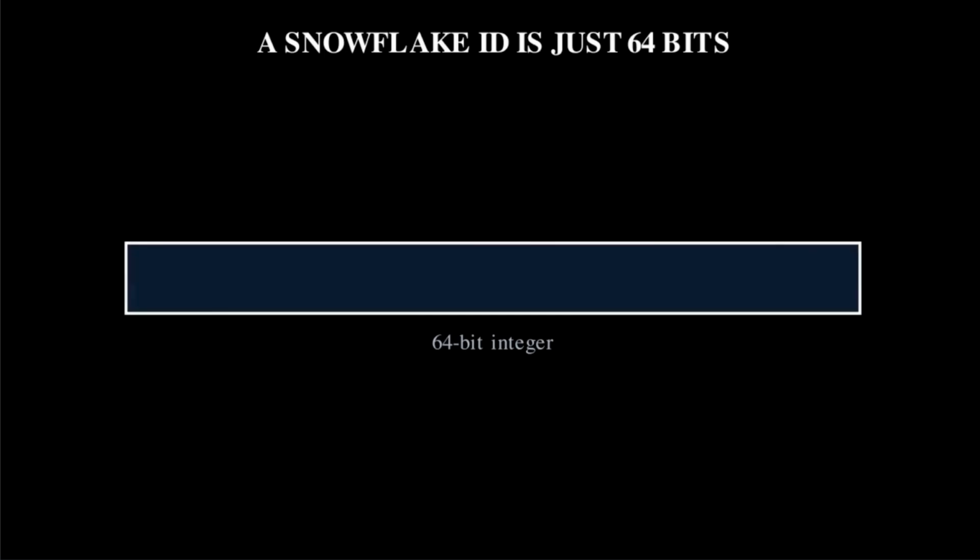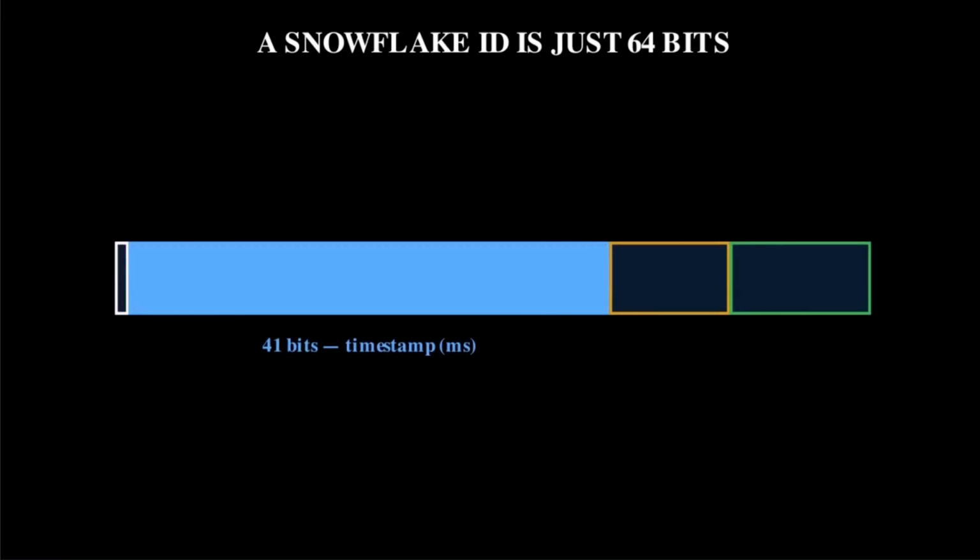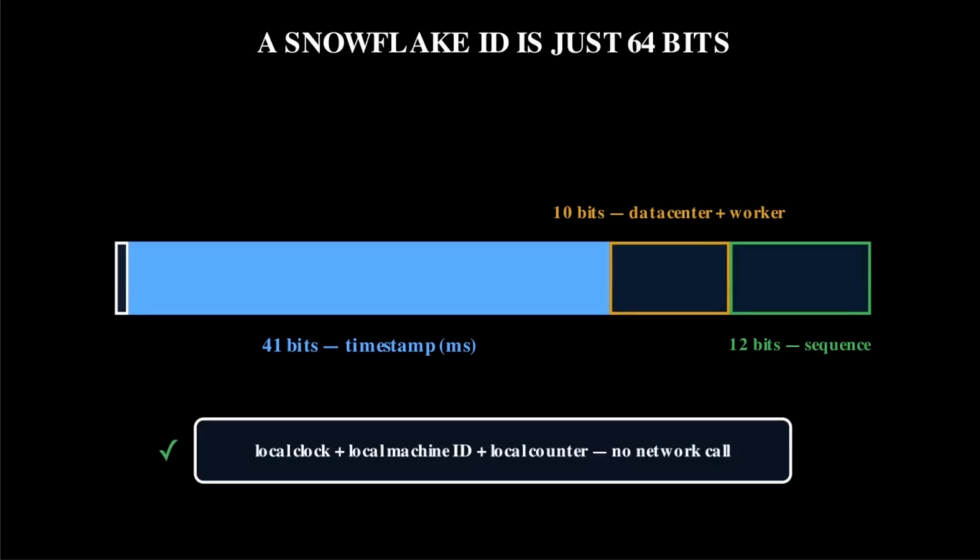In 2010, Twitter needed a way out and stopped asking anyone for permission. Take a 64-bit number and split it. 41 bits became a millisecond timestamp. 10 bits identify exactly which machine generated it, the data center and the worker. And 12 bits left over are a per-millisecond counter for that one machine. Every piece is local information, no network call required.